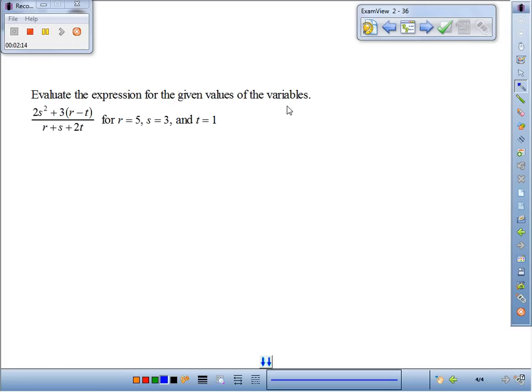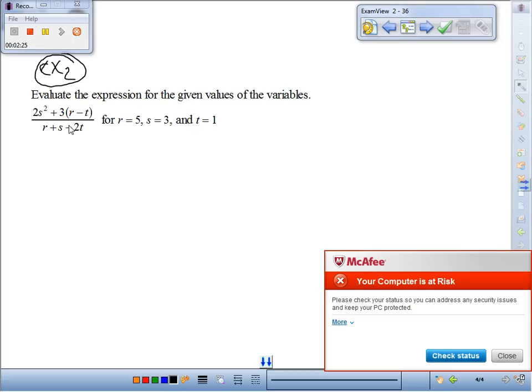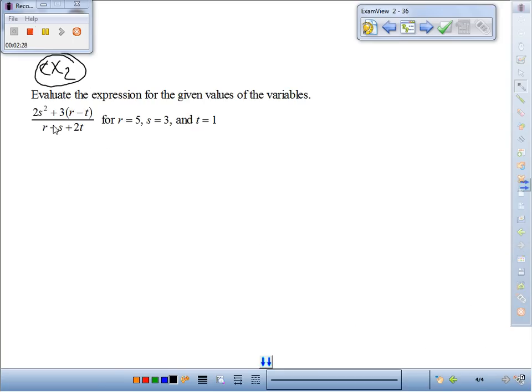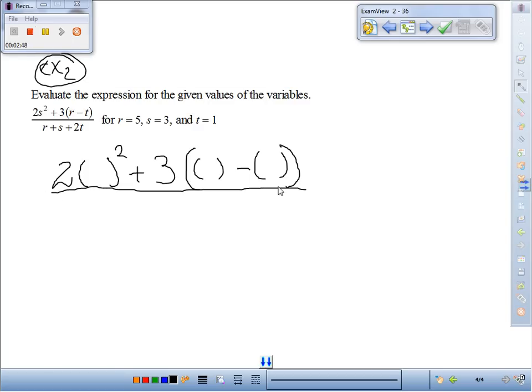Evaluate the expression for the given values of the variable. Don't rewrite this. What I want you to rewrite on your blank paper, you're going to write example 2. And we're going to rewrite this, but opening parentheses for all the variables. So we're going to write 2 parentheses squared plus 3, open a big parenthesis. And inside, we have a parenthesis for the letter R, minus a parenthesis for the letter T, over parentheses plus parentheses plus 2 parentheses.